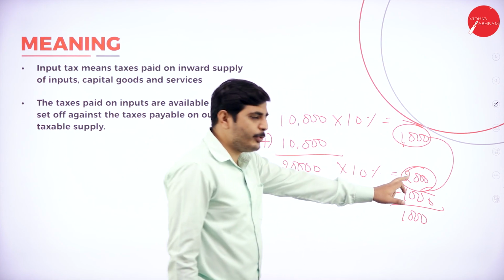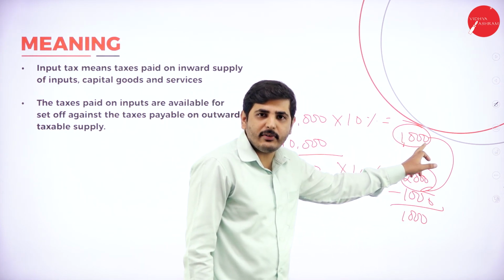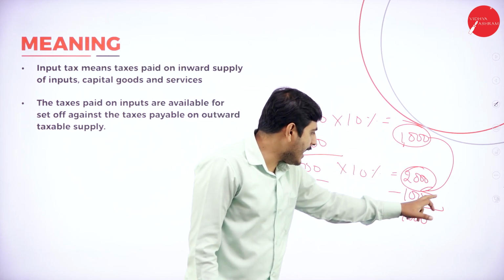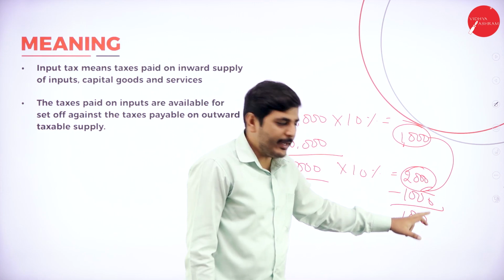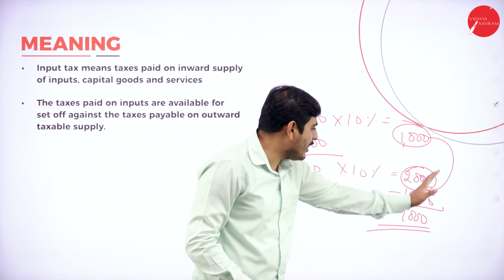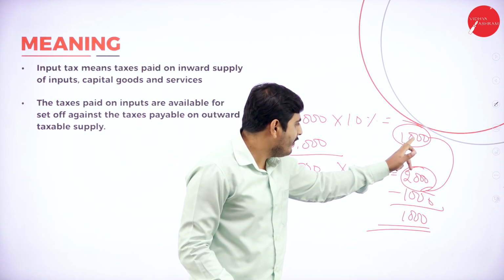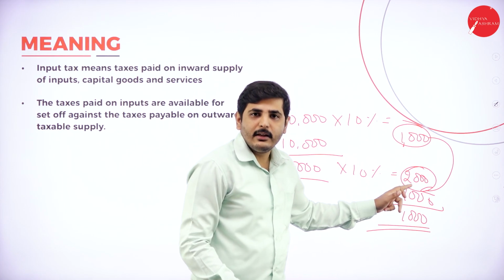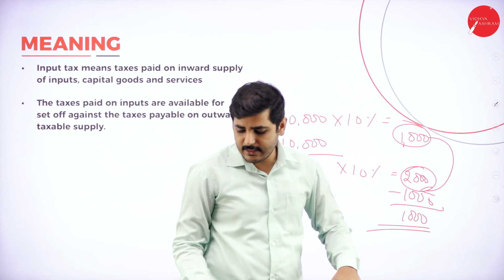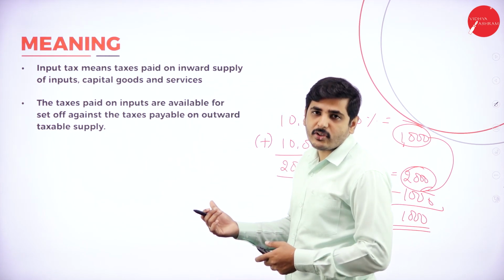So while paying the output tax, we can claim, or we can deduct the input tax, whatever tax we have paid while purchasing the input. That tax has to be deducted. The remaining amount has to be paid. This mechanism is called input tax credit. So when we can reduce the input tax, that is called input tax credit. This is the credit provided by the tax authority.